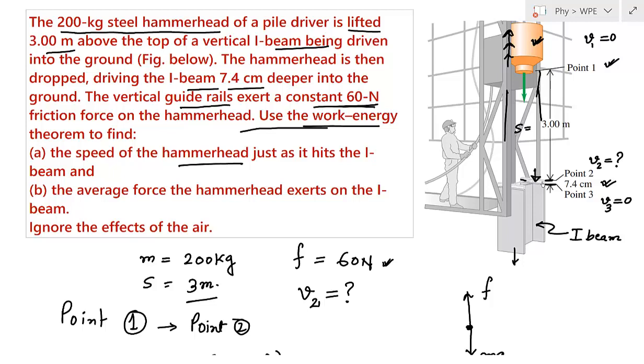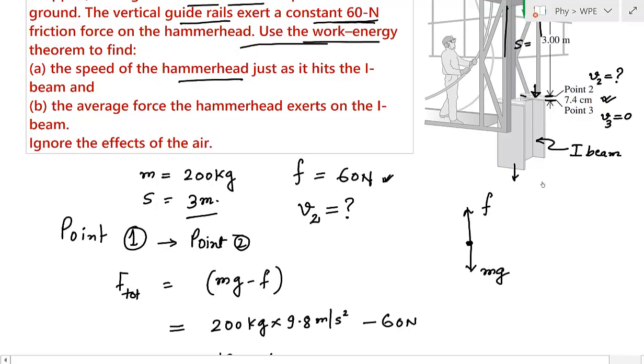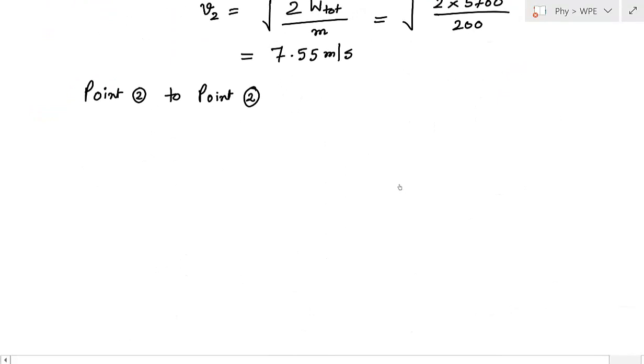So what is the free body diagram when the hammer is moving from point 2 to point 3? Mg will be acting, and what other force will be acting? You will have the friction force that is due to the guided rail, and apart from this you will also have a normal reaction, let's call it small n. So three forces are acting: Mg, friction and normal reaction. I can show the normal reaction this side.